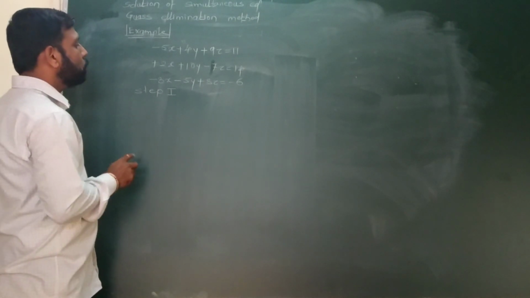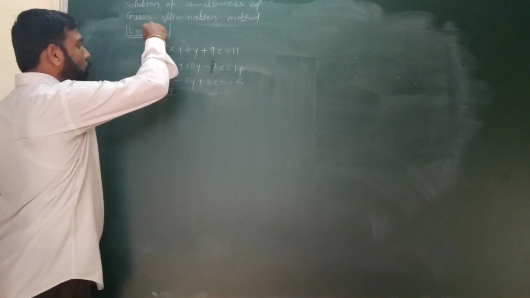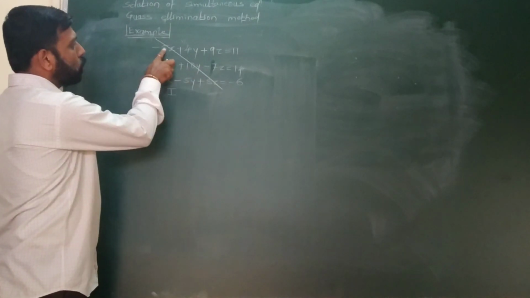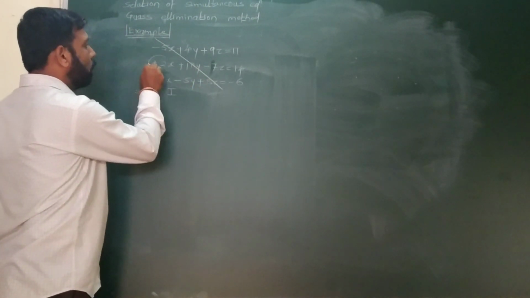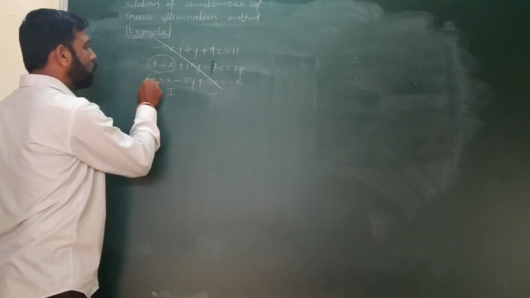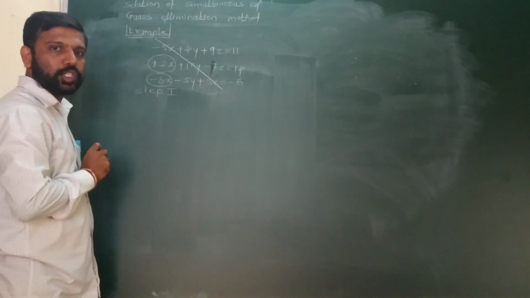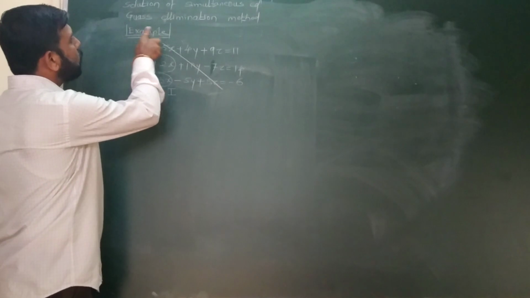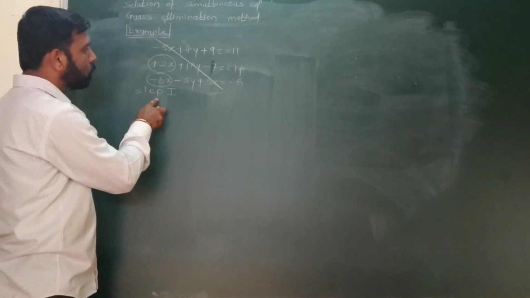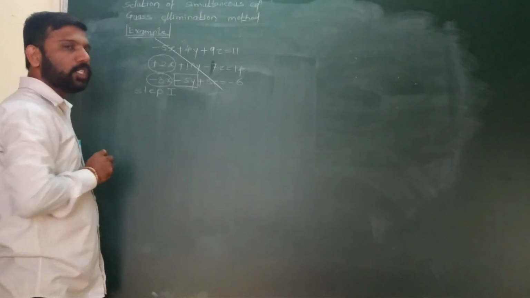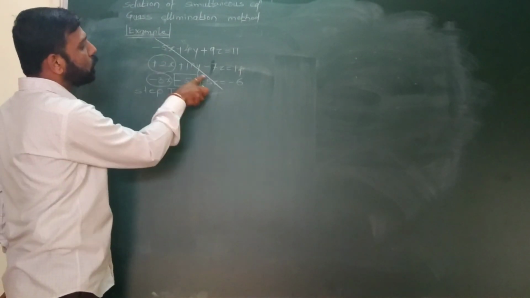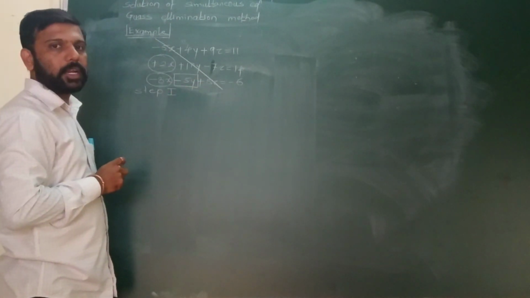In step 1, below the diagonal elements, so these are our diagonal elements. Below the diagonal elements, initially, first these two elements will be made 0. That is our first step. Later, in the next step, we are making this element 0. So this system is reduced to upper triangular form.